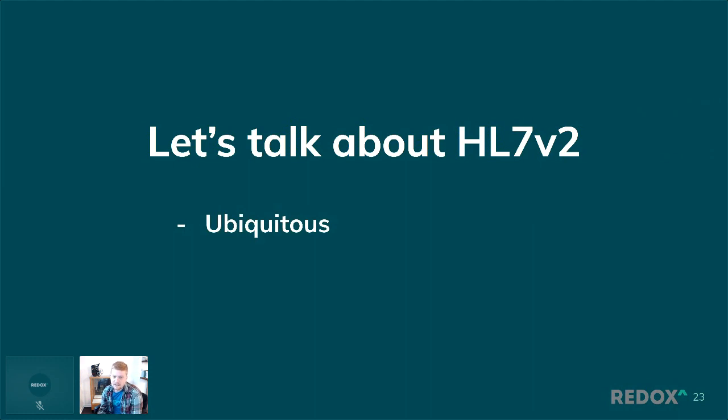So even if you're not directly speaking HL7v2 over MLLP, which, if you're, thank goodness you're not, if you're consuming the Redox API, we're happy to abstract away some of the real rough spots there, and that's great. But whether you're speaking HL7 over MLLP directly or not, there's a very good chance that you're working downstream of something that is.